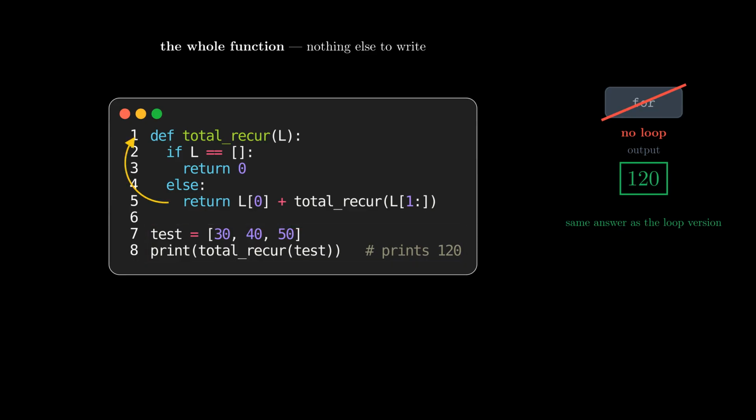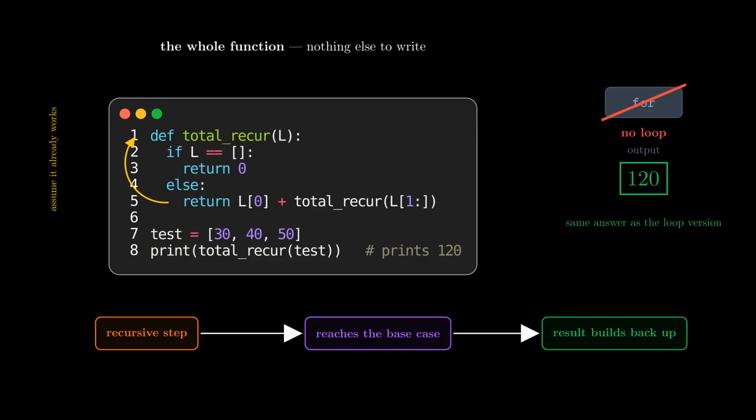Notice what we did. We wrote a function by assuming we had already written it correctly. That is a strange way to think, but it is essentially what recursion is. You trust yourself to write the function correctly, so that the recursive step leads to the base case, and the result builds back up. There is a lot of trust involved. Stepping through this code in Python Tutor on your own is excellent practice.